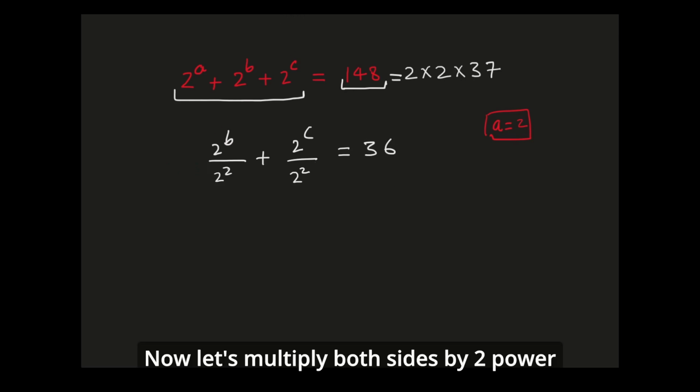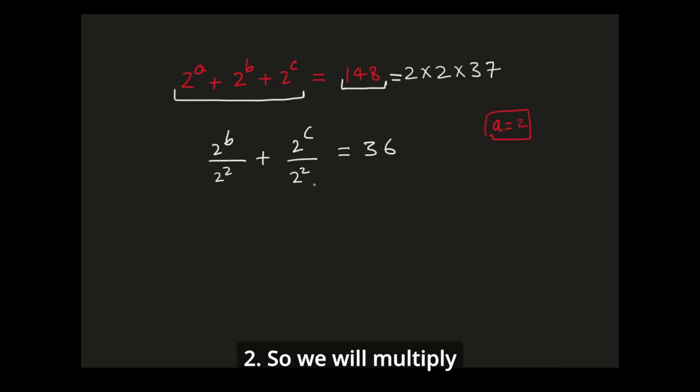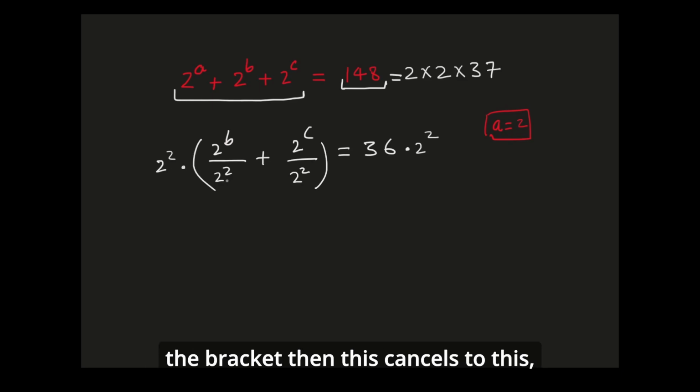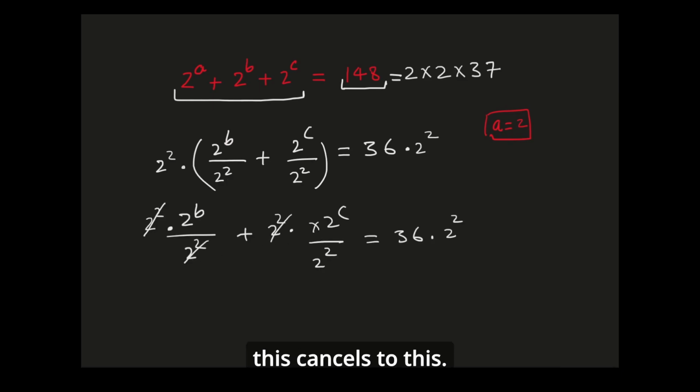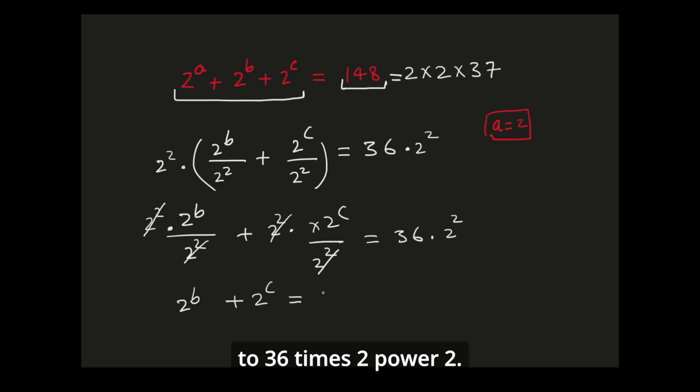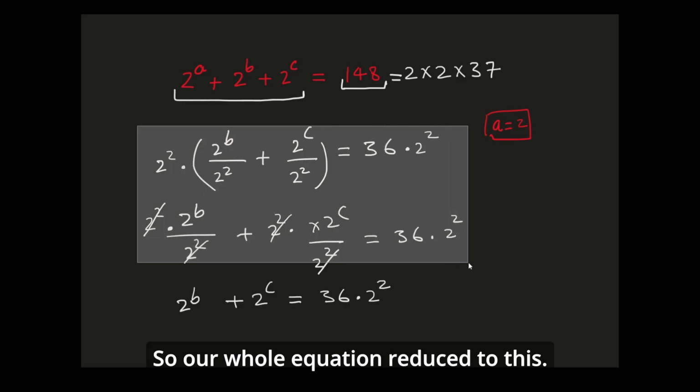So our equation becomes this. Now let's multiply both sides by 2 power 2. Now let's open the bracket. If we open the bracket, then these cancel. So our equation remains 2 power b plus 2 power c equals 36 times 2 power 2. So our whole equation is reduced to this.